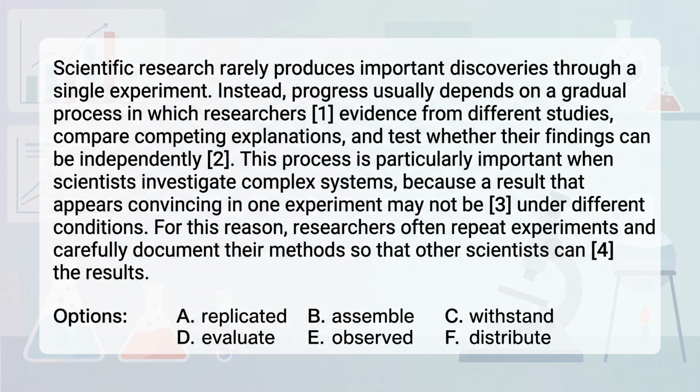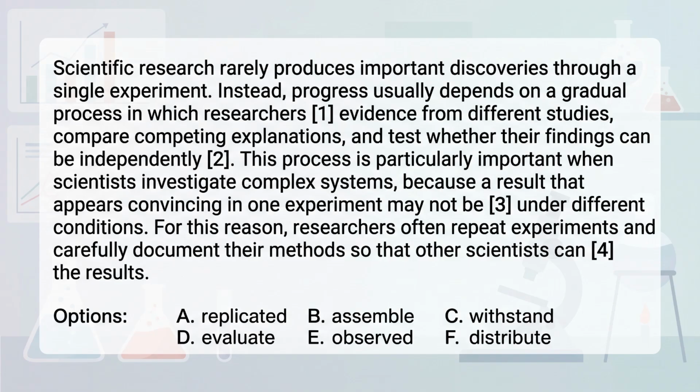The sentence reads, "Scientific research rarely produces important discoveries through a single experiment. Instead, progress usually depends on a gradual process in which researchers blank one evidence from different studies." So stop and ask yourself, what action do researchers naturally perform with the noun evidence? Notice the comparison we have to make here. Looking at our options, both assemble and evaluate could technically fit the grammar. Researchers can assemble evidence, sure, and they can evaluate it.